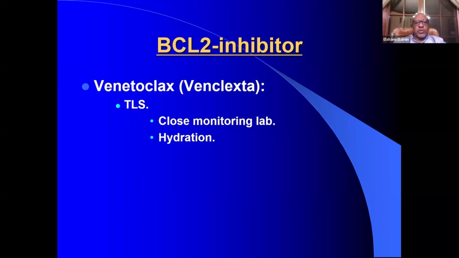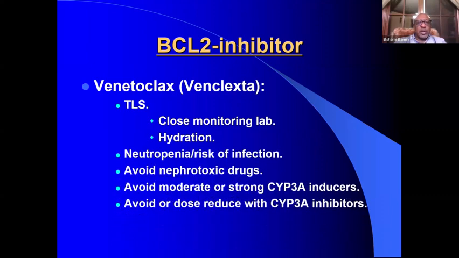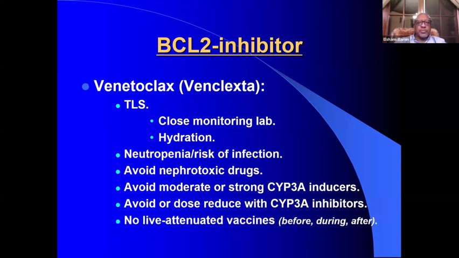So we need to monitor the patient very closely and hydrate the patient. Sometimes you may need to put the patient in the hospital for IV fluid when you start, and you give the medicine with a ramp-up dose. So you give a very small dose, like 10, 20, 50, and just increase the dose gradually over 5 weeks, because this drug is very potent and may lead to tumor lysis syndrome in front of your eyes. As I said, even at 6 hours, you may see tumor lysis syndrome. Another problem with this drug is neutropenia, risk of infection. Avoid nephrotoxic drugs, same thing, drug interactions.